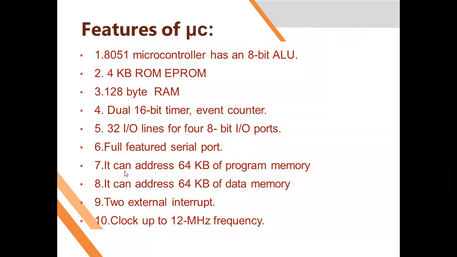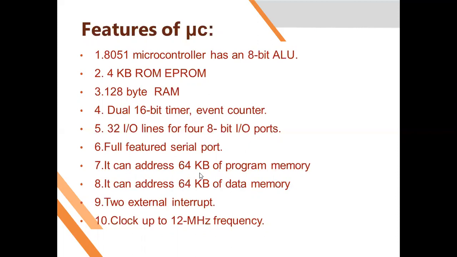Then it can address 64 kilobytes of program memory, and it can address 64 kilobytes of data memory. Here you may be confused about how we can access 64 kilobytes of memory. Accessing depends upon the address lines. Suppose it has 16-bit address lines. The data bus is 8-bit, same as that of the microprocessor, and the address bus is 16-bit. So with the help of 16-bit address lines, you can access 64 kilobytes of memory.